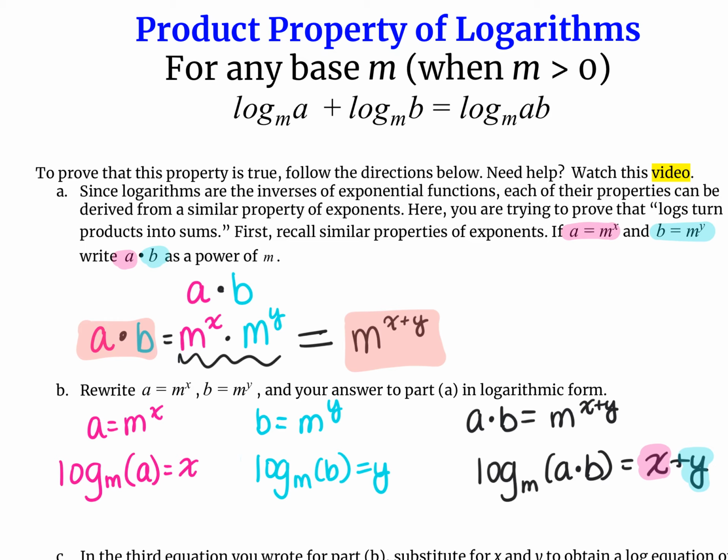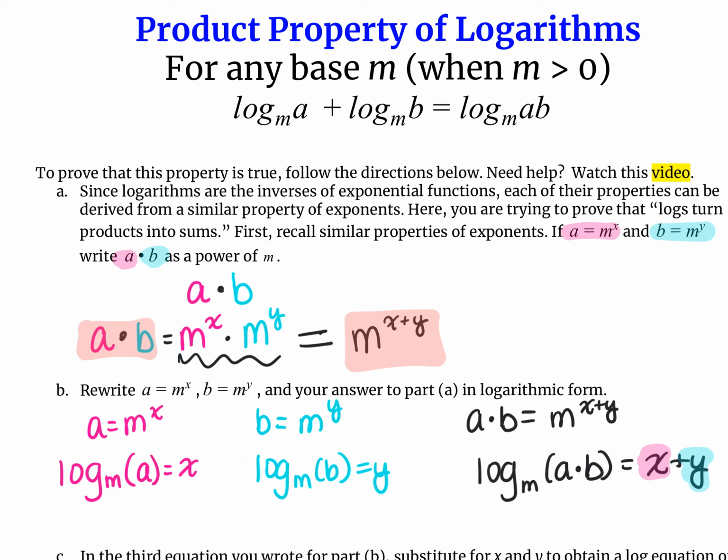All right, so the next part then says now take each of these expressions and the one we wrote here, which is right here, and turn them into logarithms. And that's what you see here. This becomes log base m of a equals x, log base m of b equals y, and log base m of a times b equals x plus y. So we just used our definition of a logarithm.